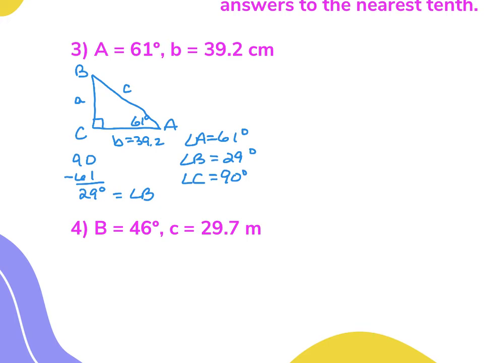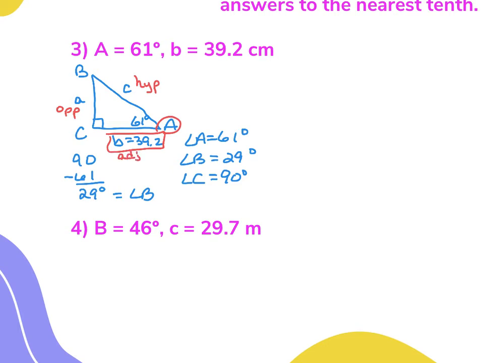Now I'm going to go about finding the missing sides. I always try to use my given information. So I'm going to be using the 61 degree angle here, angle A, and I'm also going to be using side length B, which is 39.2. So in relation to angle A, little a is opposite, the C is the hypotenuse, and little b is adjacent.